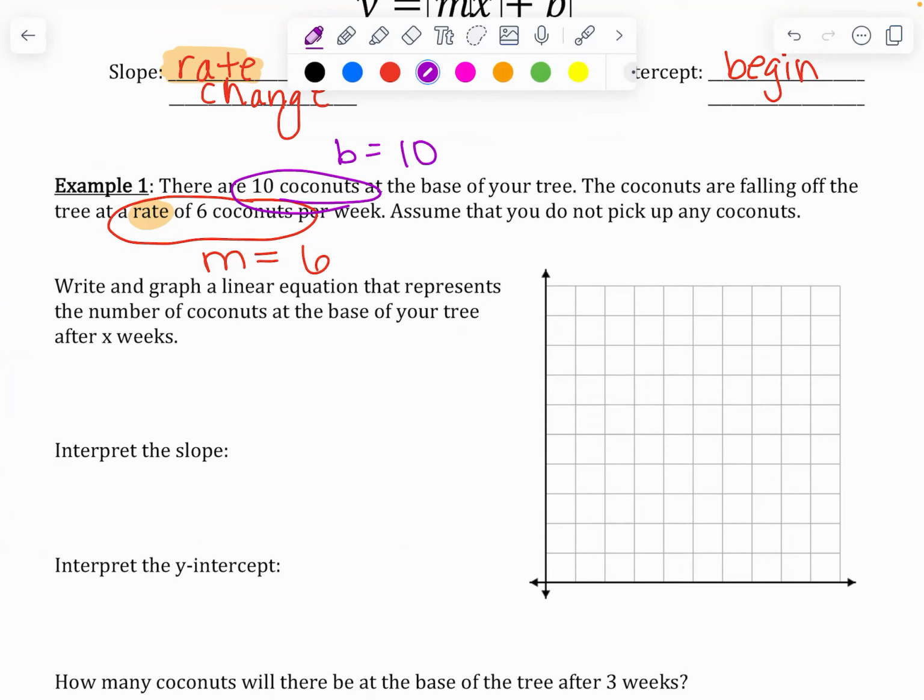Okay. So if I'm going to write y equals mx plus b, I'm going to write y equals 6x plus 10. Y equals mx plus b.